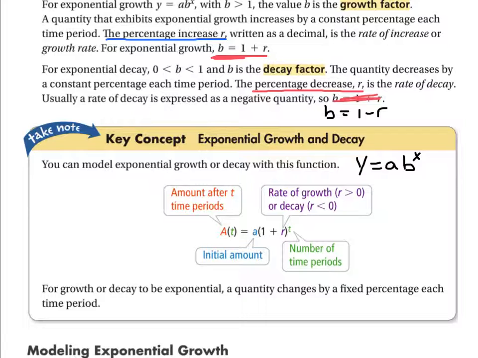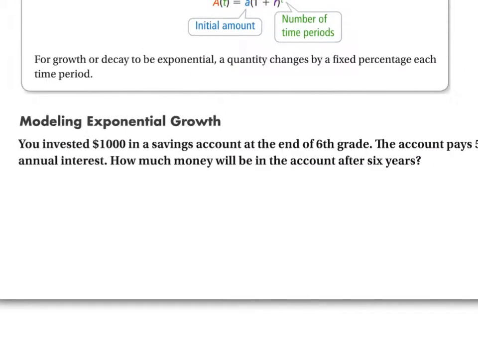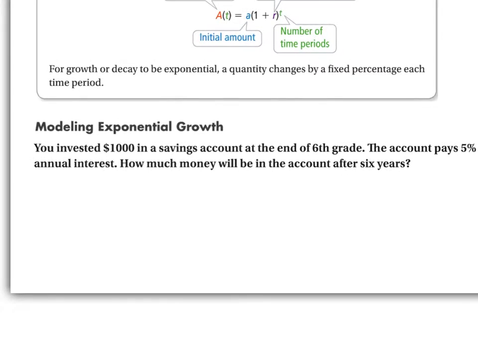A of t equals a times 1 plus r, or 1 minus r, raised to the t power, when we have a growth or a decay that is exponential, and increasing or decreasing at a fixed percentage rate. So let's try an example here. We are going to model exponential growth.